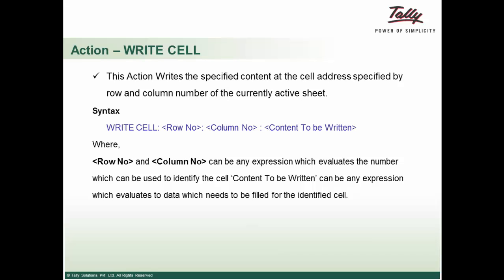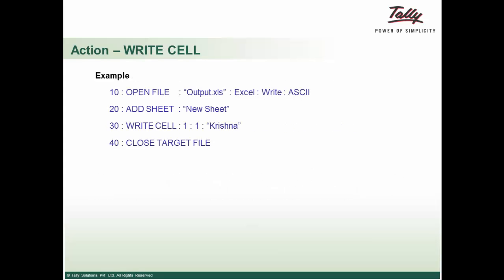So when you write row 2, column 4, the cell D2 will get intersected. That's where row number and column number come into the picture. You have to provide both as numbers, like 1, 1. This is an example of this. So you can see write cell, first row, first column, Krishna. This is what will be written to your Excel sheet, in the new sheet.